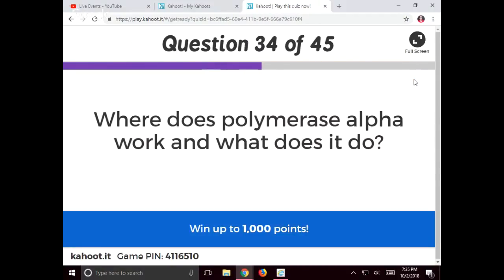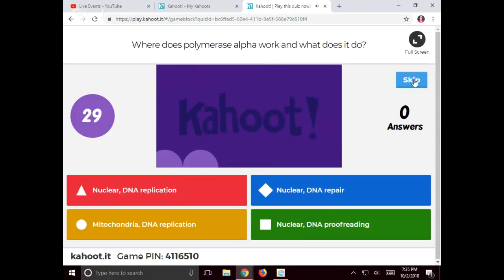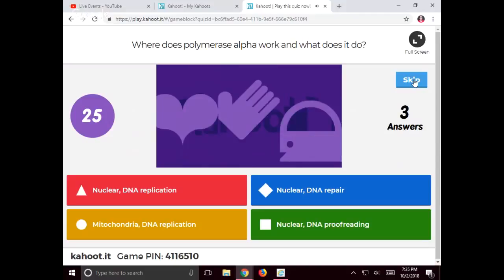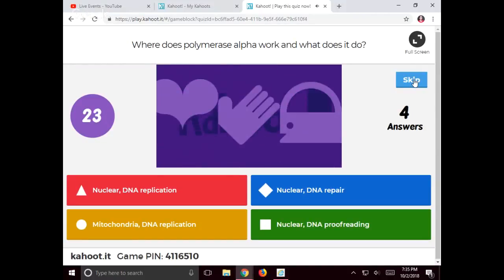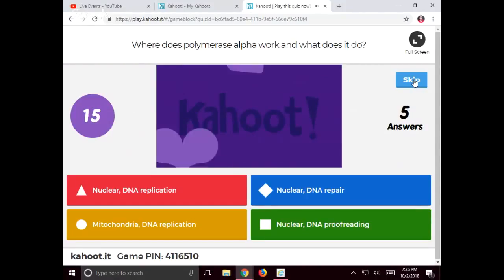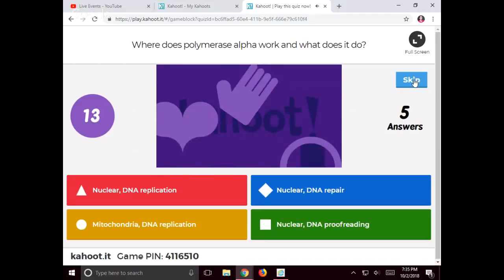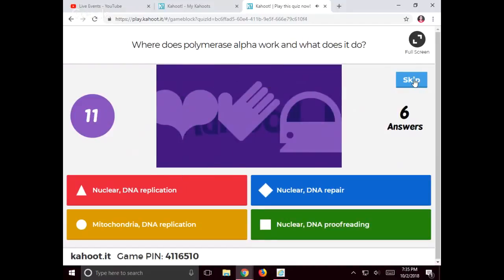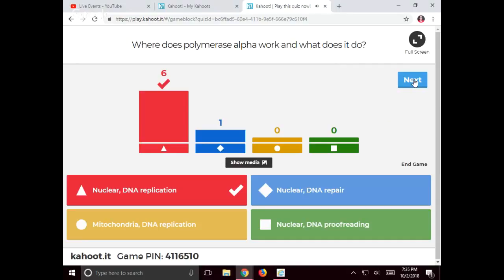Where does the polymerase alpha work and what does it do? This is why polymerase alpha wasn't in the one with the mitochondria. So, is it in the nuclear? Does it do DNA replication? Does it do DNA repair? Does it do DNA proofreading? Yep, it is the one that does replication.